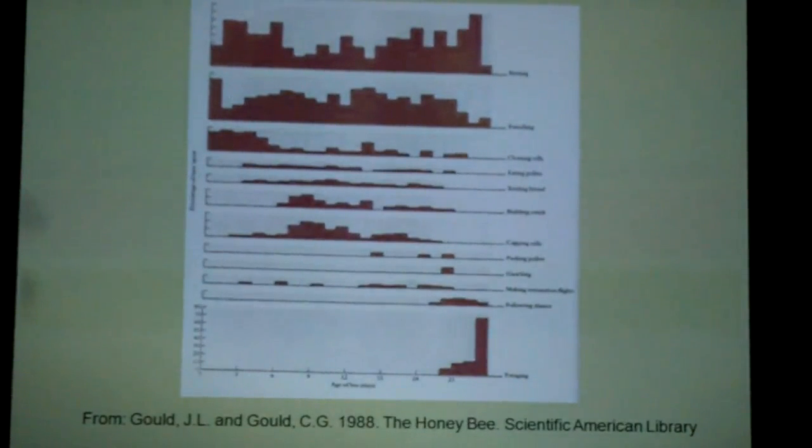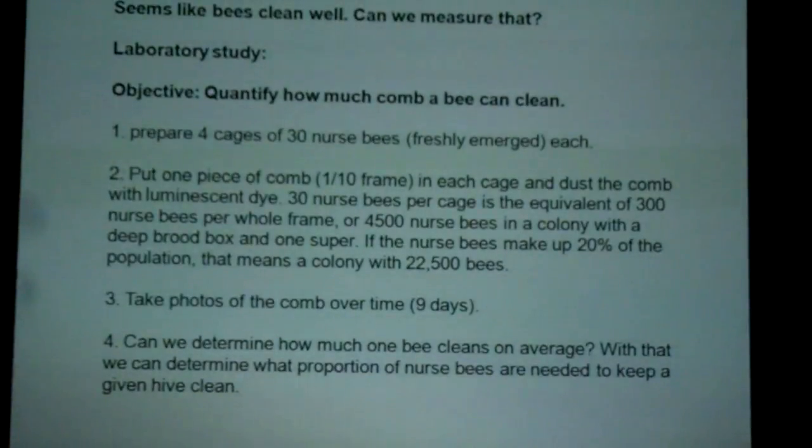So what I did was prepared 4 cages of 30 nurse bees apiece. This is just an initial trial. In fact, they're still there. We're just doing this. So we got 120 nurse bees just emerged. Piece of comb, it's 1/10 of a frame, and there's nothing on the comb. So it's empty drawn comb. We dust it with a luminescent dye, this yellowy stuff. And I dust it very carefully, not to push the dye into the wax cells, to make it easy for them.